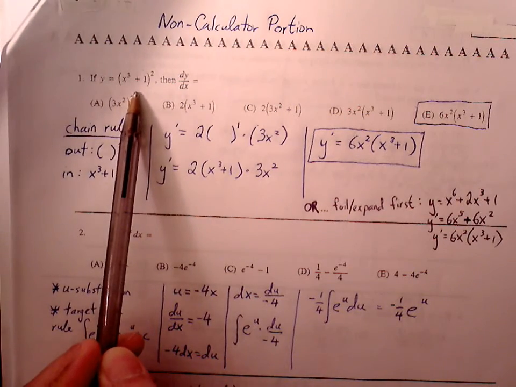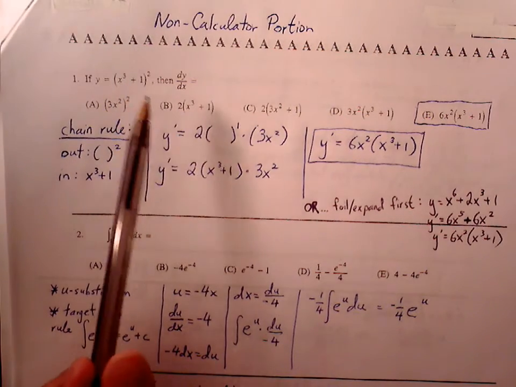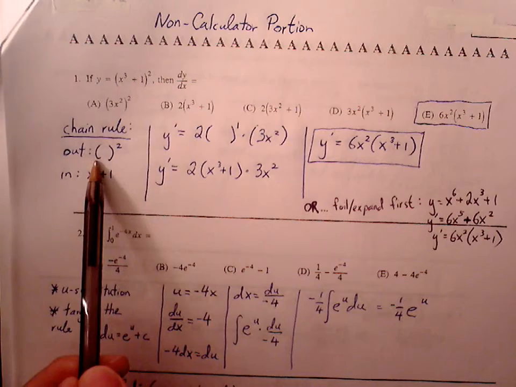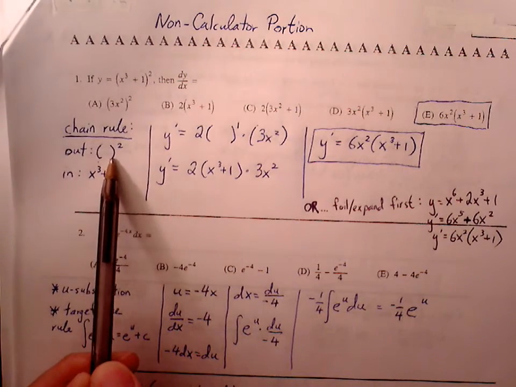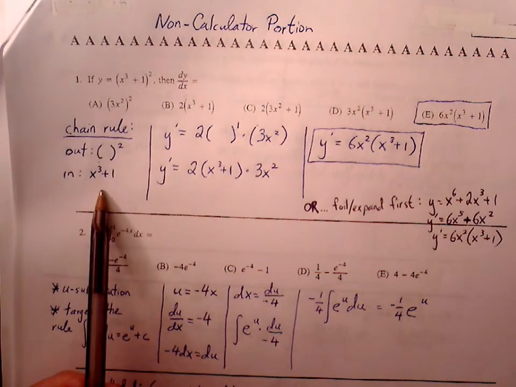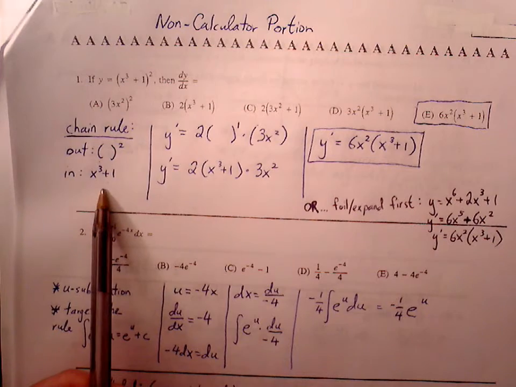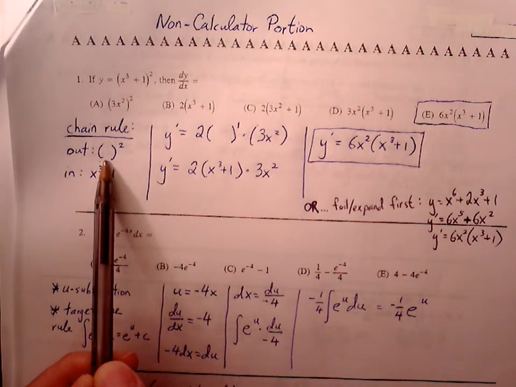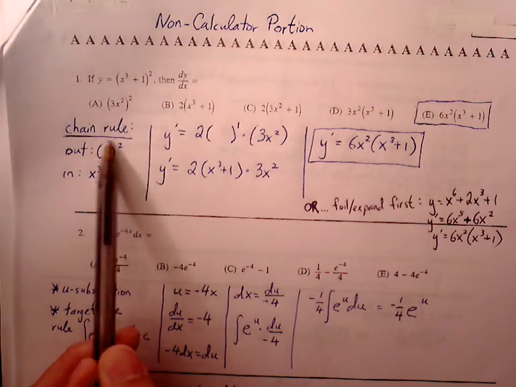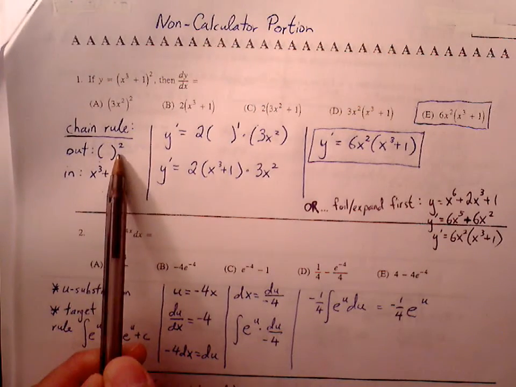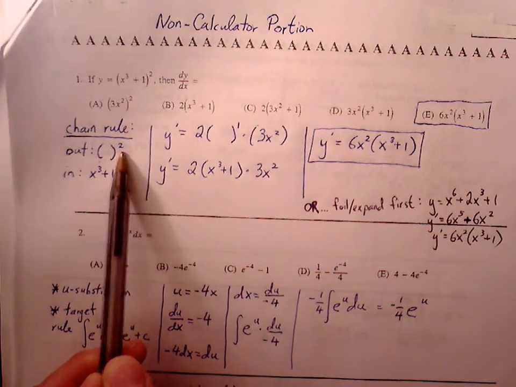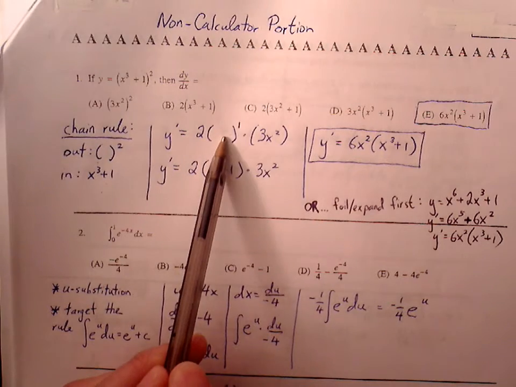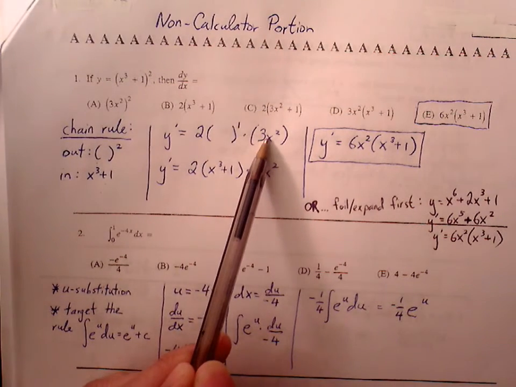There's an outside portion and an inside portion, and we take turns finding each of their derivatives. The outside portion is the parentheses squared. The inside portion is the x cubed plus 1. With the outside, we can apply the power rule first. So we bring down the 2, we keep the parentheses, we subtract 1 from the exponent, so that's the power rule for the outside portion, multiplied by the inside function's derivative.